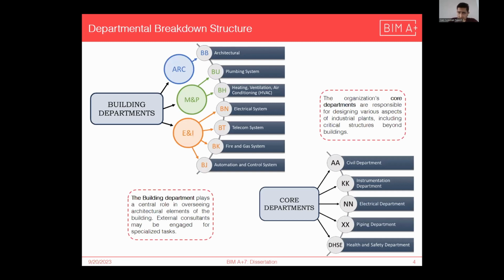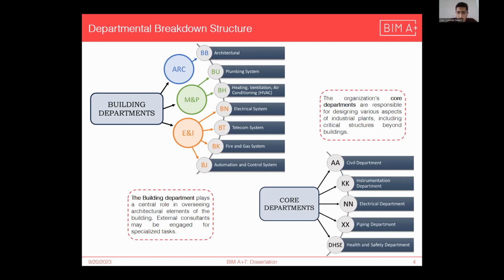So first of all, starting with the departmental organization, or the breakdown of the organization structure, inside our organization, which was Tecnimont here in Milano. I was working in the building department, and the building department consists of architecture, mechanical and plumbing, and electrical and instrumentation subdisciplines. These subdisciplines were then further divided into different sub departments. For example, architecture, plumbing, system, HVAC, electrical, all of these were working under one department named the building department. So we had to collaborate with all these different departments.